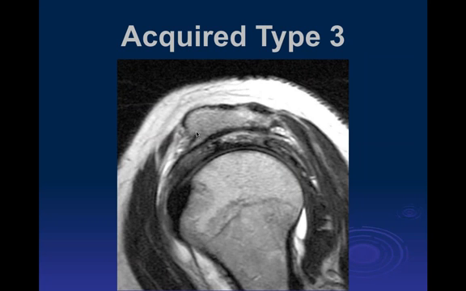Here's another example of an acquired type 3 acromion. Here you can see the inferior osteophyte, which is narrowing the space, and we can see some abnormal increased signal intensity within the anterior margin of the supraspinatus tendon underneath it due to the trauma from impingement.